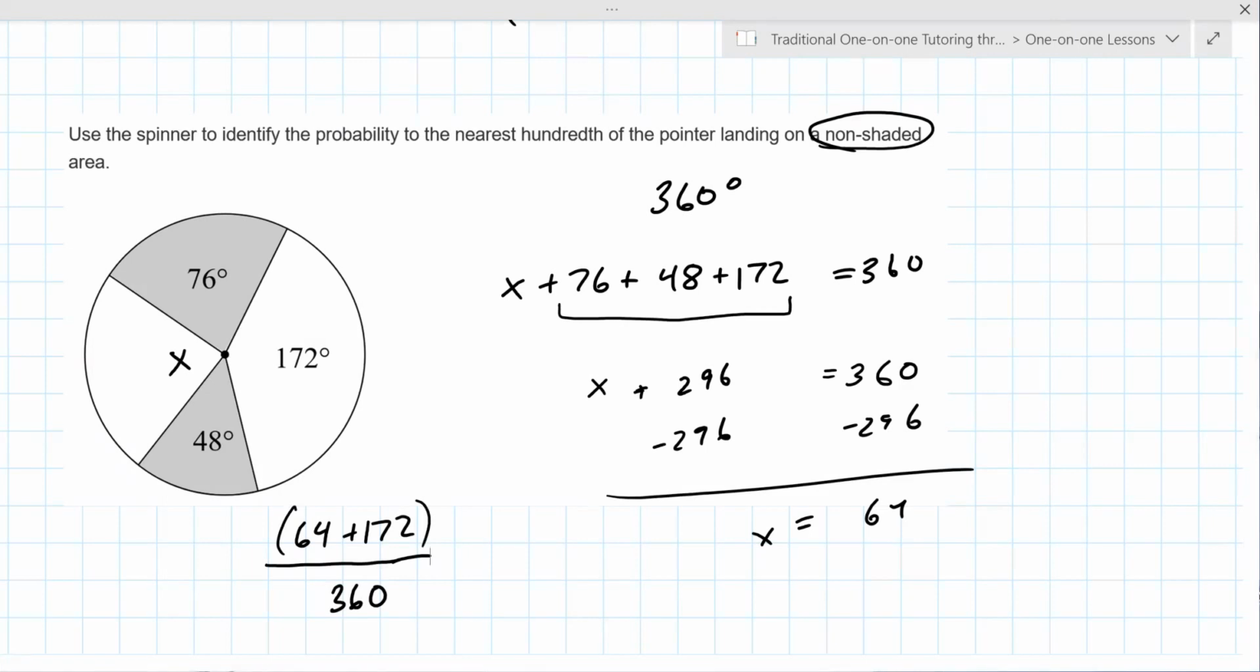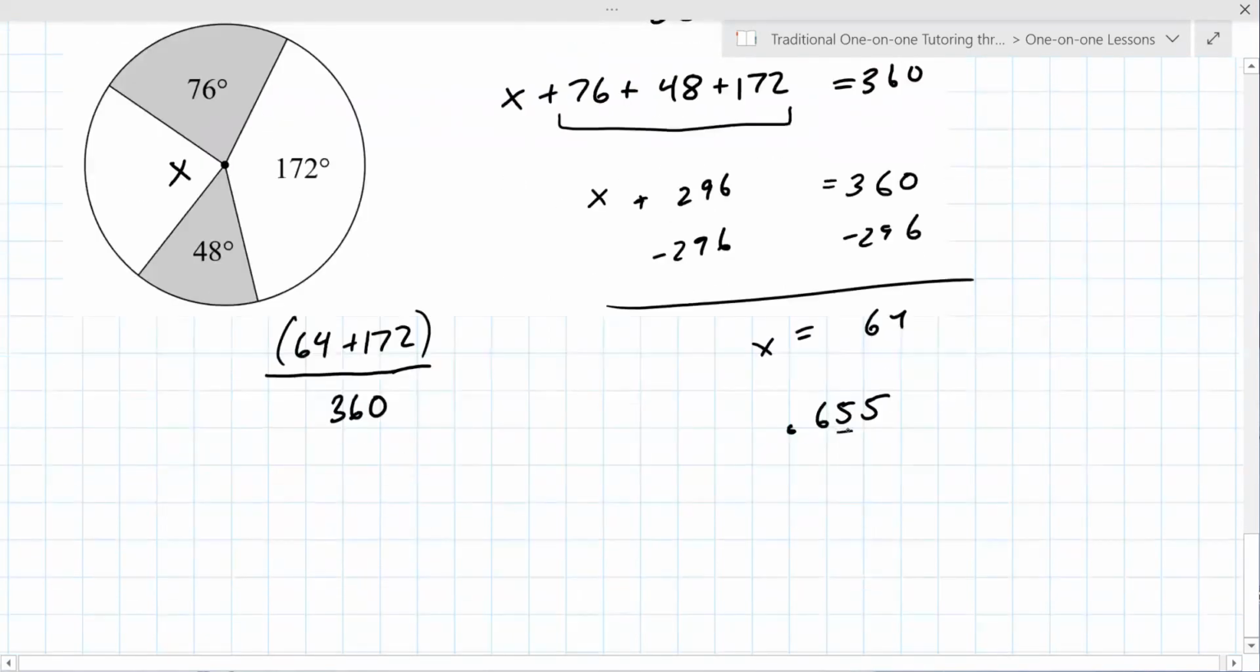What's the decimal? 0.6555555. Okay, so if you're going to two decimal places and the third decimal is a 5, it's going to round up. What does this one go up to? Oh, this is a 6, 5. So it's 0.66.